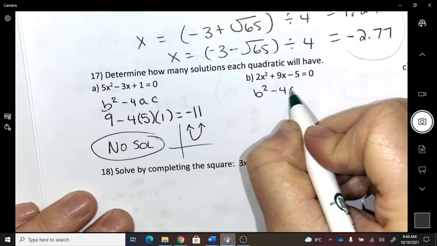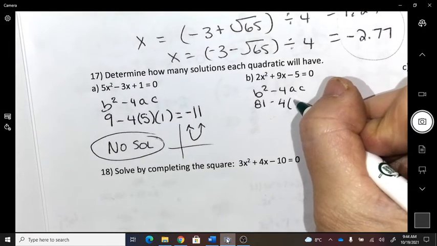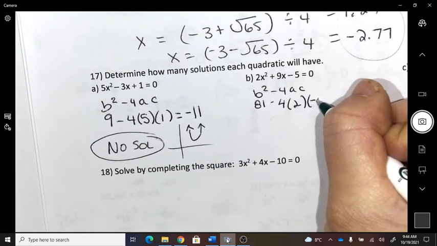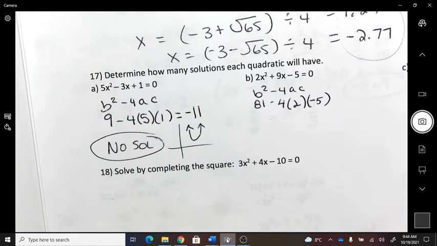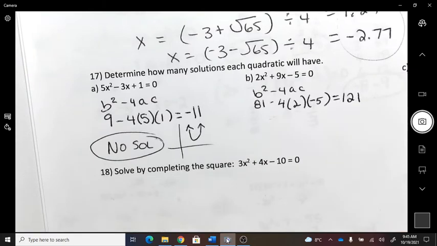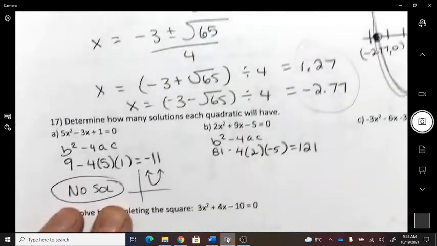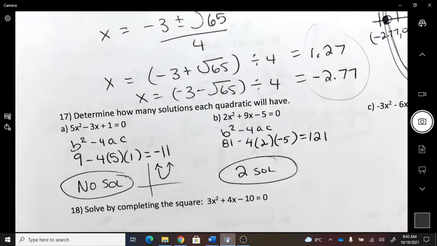Okay, here we go again, the b squared minus 4ac. 81 minus 4 bracket 2 bracket negative 5. So it's a very common mistake just to kind of forget that negative. Make sure it's in there. See what kind of number you get. Okay, I got 121. So thinking about the formula, if I'm here and I square root 121, I'm going to end up with 2 solutions.